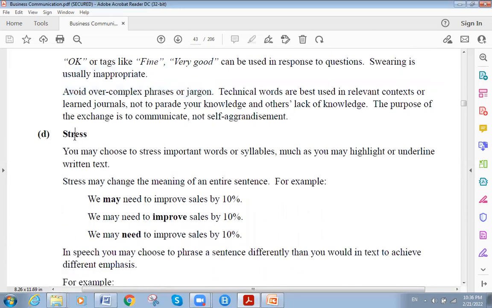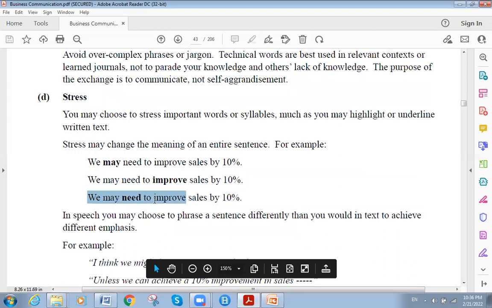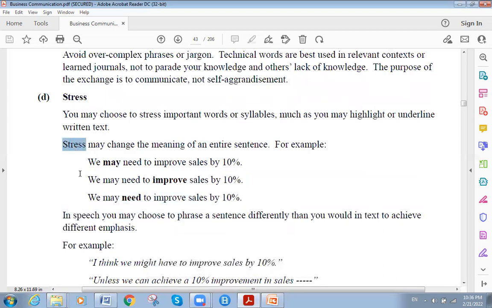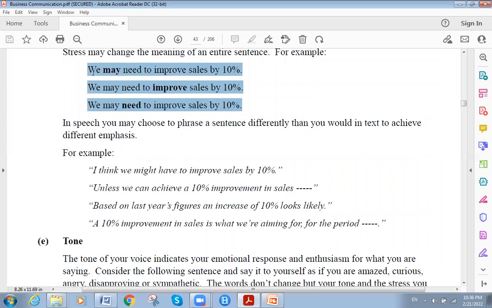About stress, you may choose to stress important words or syllables. That's fine. Stress may change the meaning of the entire sentence. For example, we may need to improve sales by 10%. We may need to improve sales by 10%. We may need to improve sales by 10%. So you are stressing here, and that will change the meaning when you repeat the sentence three times.